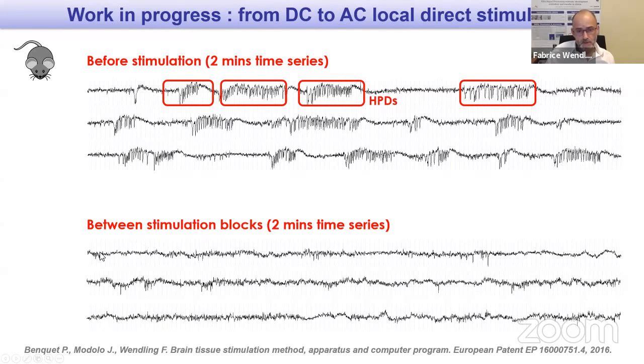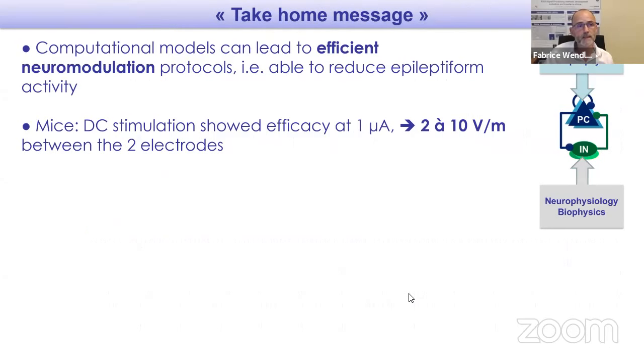During the stimulation, okay, we stimulate every 5 minutes. It's very surprising that the HPDs just disappear. So this low intensity stimulation, okay, which induces a low magnitude electric field, definitively has an impact on this system, okay, involving the dentate and the hippocampus.